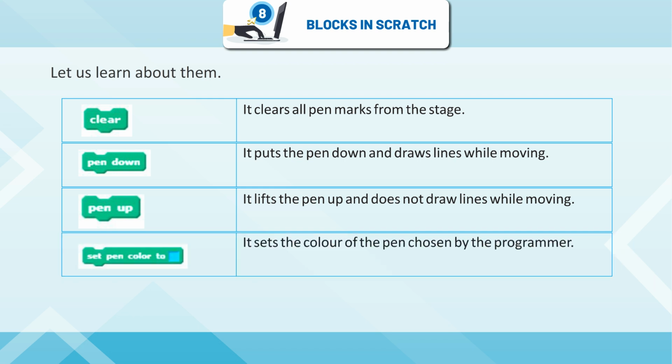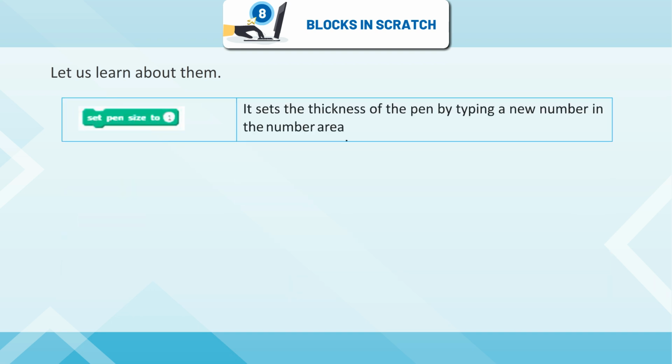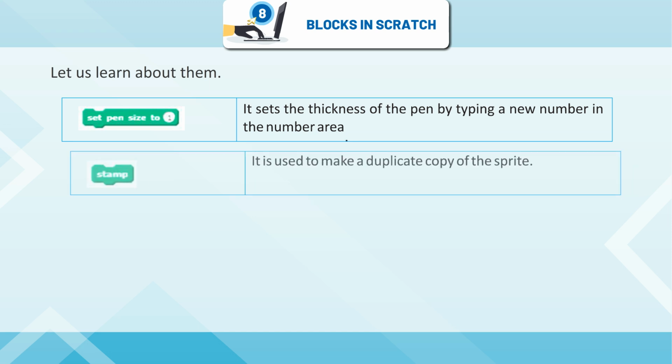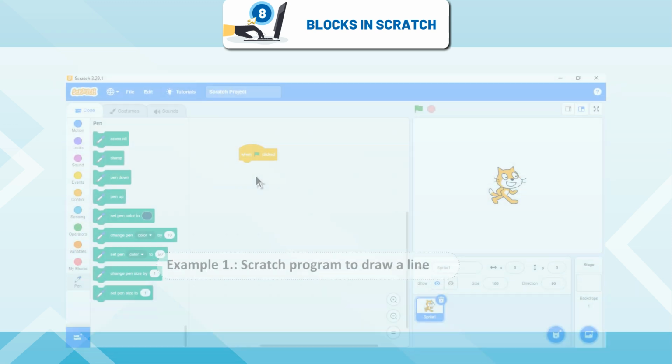Set pen color to. It sets the color of the pen chosen by the programmer. Set pen size to. It sets the thickness of the pen by typing a new number in the number area. Stamp. It is used to make a duplicate copy of the sprite.